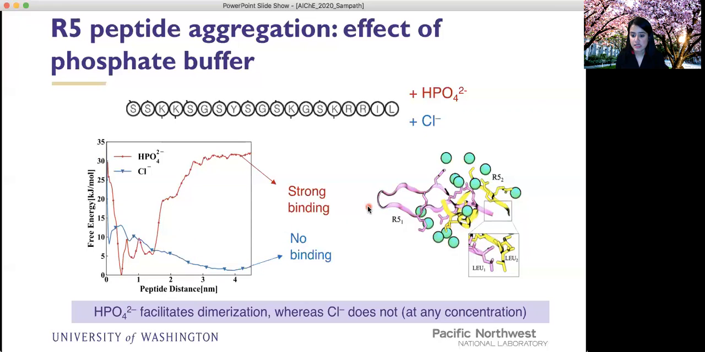Cluster analysis reveals that electrostatic interactions dominate the peptide dimerization. However, once they come together, the dimers are stabilized by hydrophobic side chain interactions.